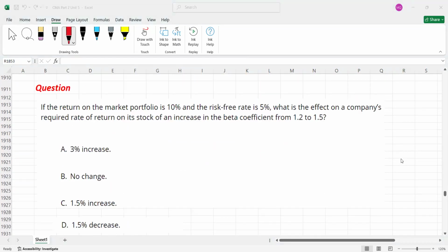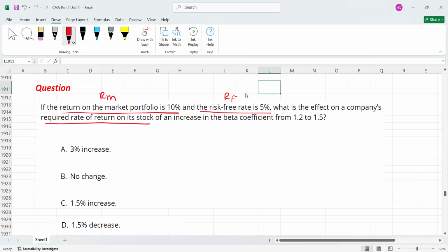So we got another question, guys. Its concept is similar, but the way of testing is different. Now they're saying if the return on the market portfolio is 10%, this is return on market, and the risk-free rate is 5%. Okay, this is RM, this is RF. What is the effect on the company's required rate of return on the stock?